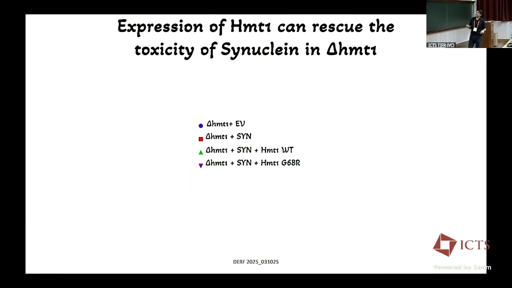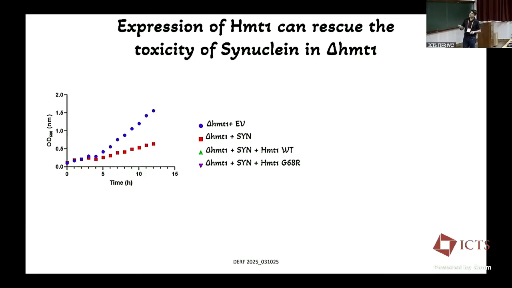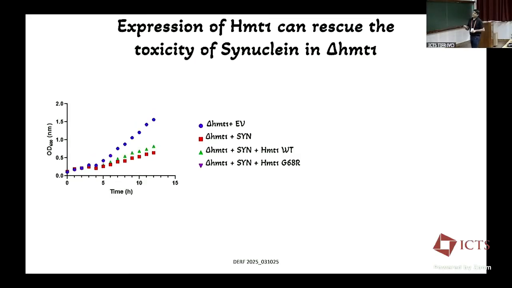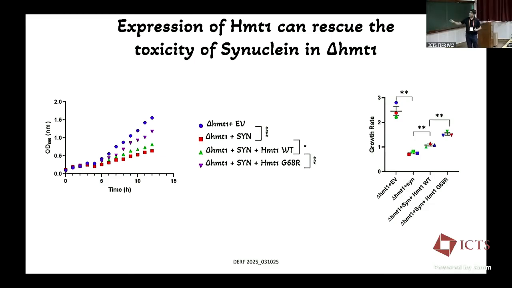Now the question was that, can we put back HMT1 and rescue this toxicity, right? So again, wild type, we combine HMT1 deletion, there is a growth defect. You add wild type HMT1 back, which is these green bars, and it rescues. More importantly, you put back the G68R mutant, that also rescues. In fact, it rescues better than the wild type protein. All of these are significant, the green versus red and the purple versus the red, suggesting that the catalytically dead mutant, which still manages to come to the cytoplasm localized to puncta, is good enough to rescue this toxicity. This has been quantitated as growth rate, saying the same thing. This is the growth defect, which is rescued by wild type, and this is G68R.